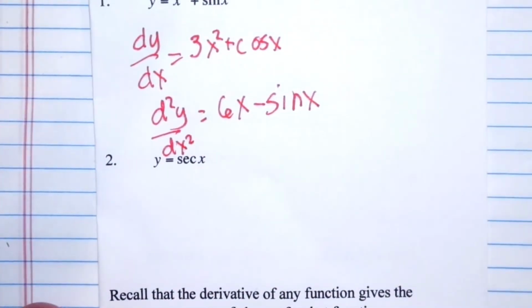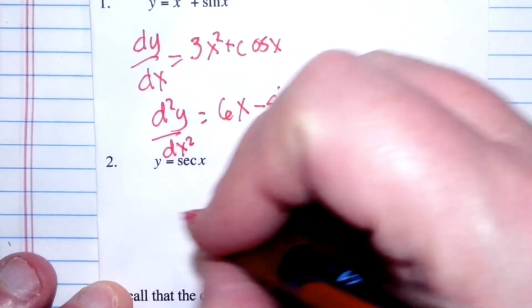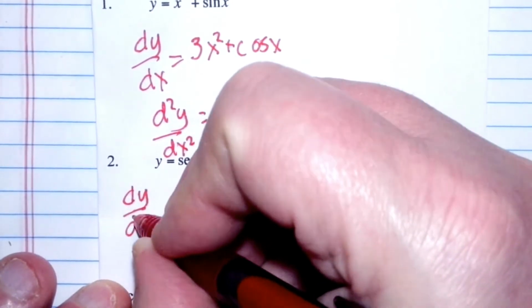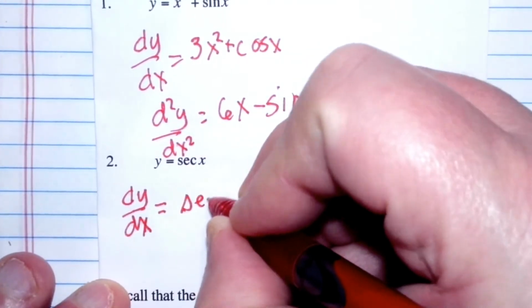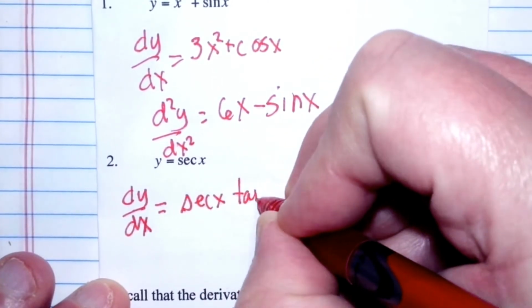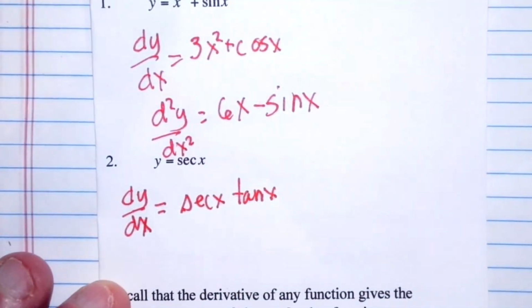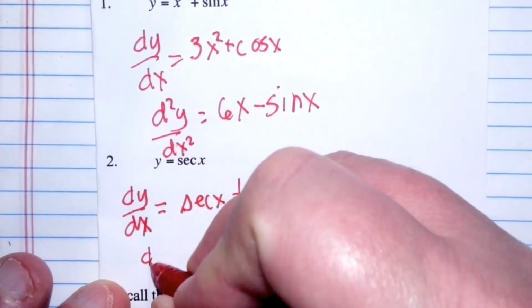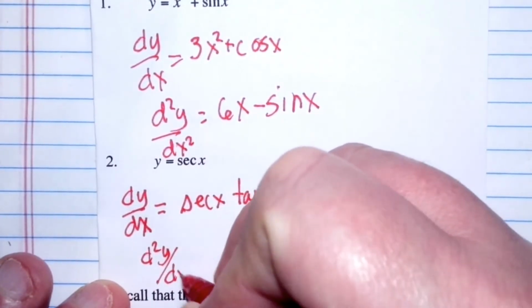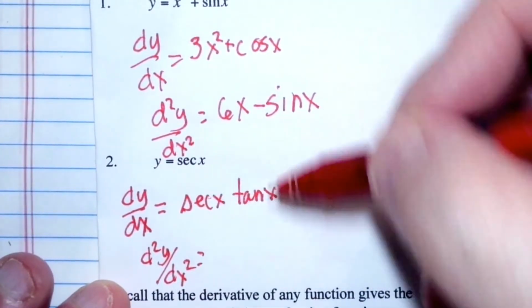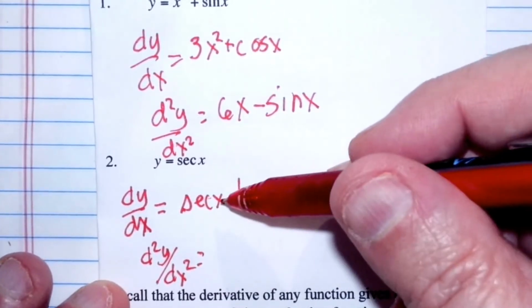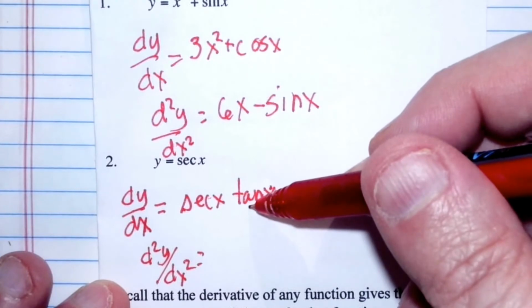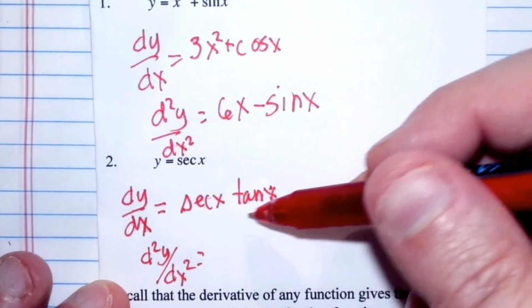Now let's try the example y equals secant x. I hope you remember the derivative of the secant function. It is secant x times tangent x. Now to find the second derivative, we need to differentiate the first derivative, but now this first derivative is a product, so we're going to need to use the product rule to find the derivative of secant x tangent x.